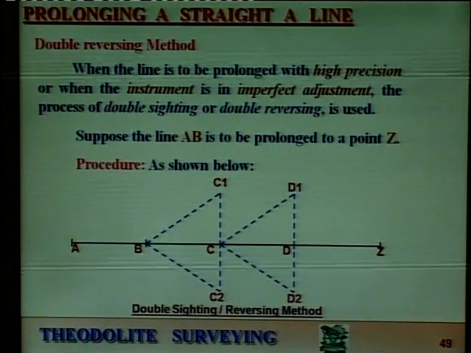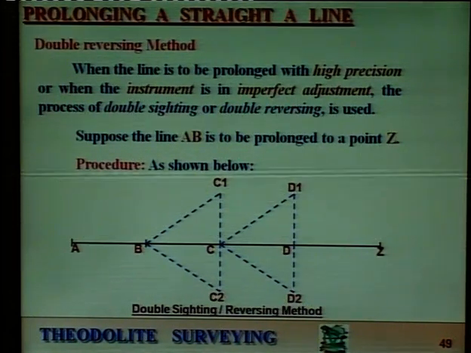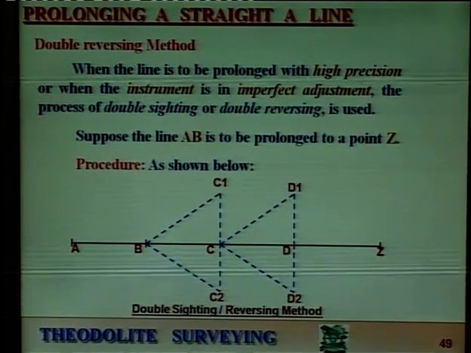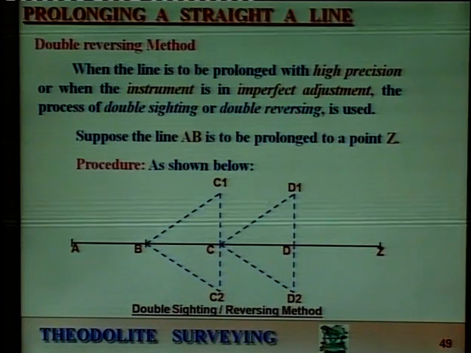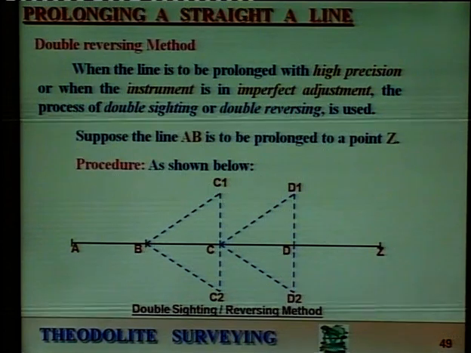So, what will be the procedure? In that case, we can do the double reversing method. As it is being shown on your screen, this is the solution when the instrument is not in the perfect permanent condition.